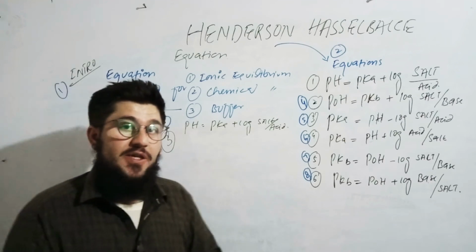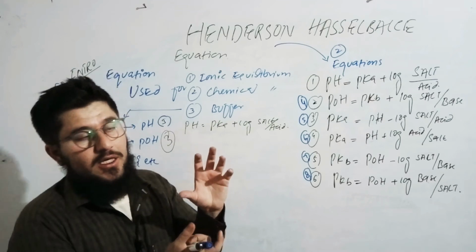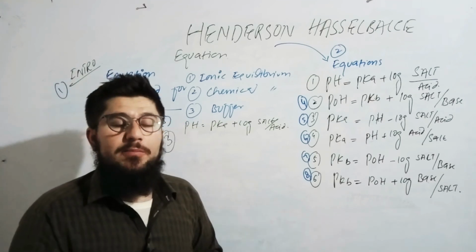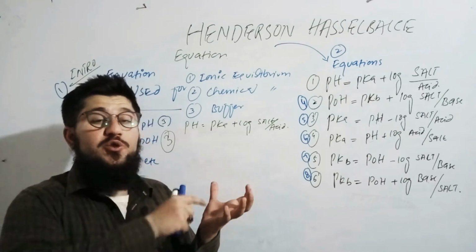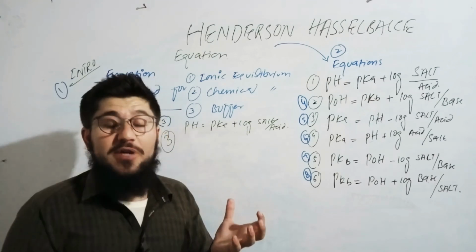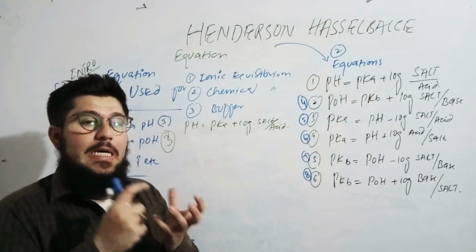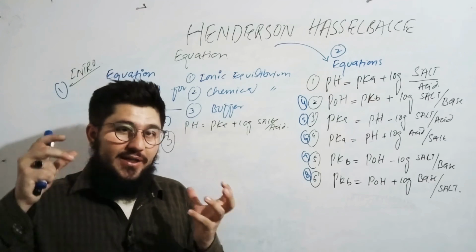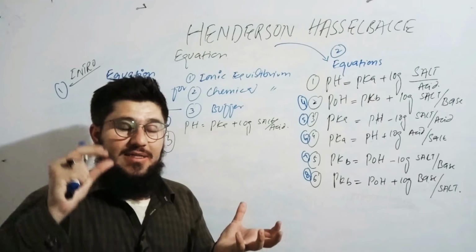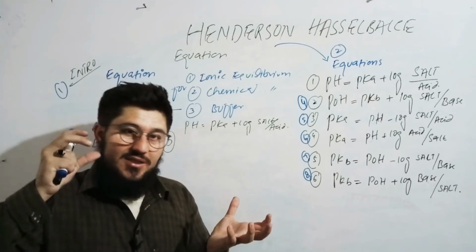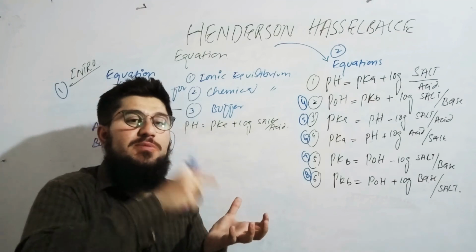If we want to prepare a basic buffer solution, first of all, we will take a weak base and its salt. We'll mix them together. At the end of the day, we'll get a basic buffer solution. Now, this basic buffer solution is such a solution which will resist the change in the pOH, not pH. pH is for acidic buffer solution, and the term pOH is used for basic buffer solution. So if we add any external moiety in a certain limit, in a certain concentration, this basic buffer will not change its pOH.